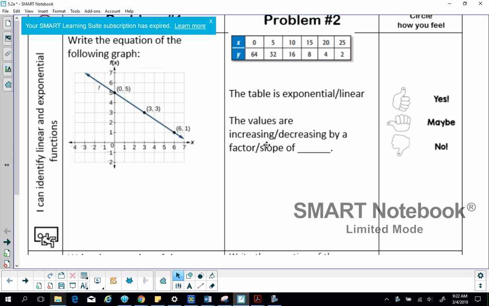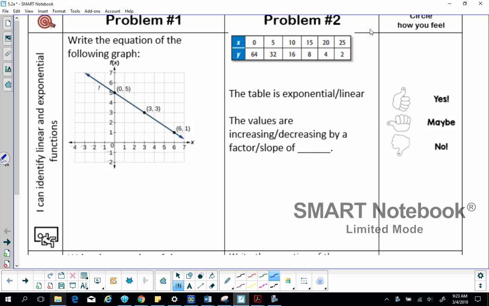Answers. So make sure you are doing that each time. So I'm looking at this graph and I'm writing the equation. First I know, is it a linear graph or an exponential graph? Linear. I can tell because when I see it, it looks like a line.